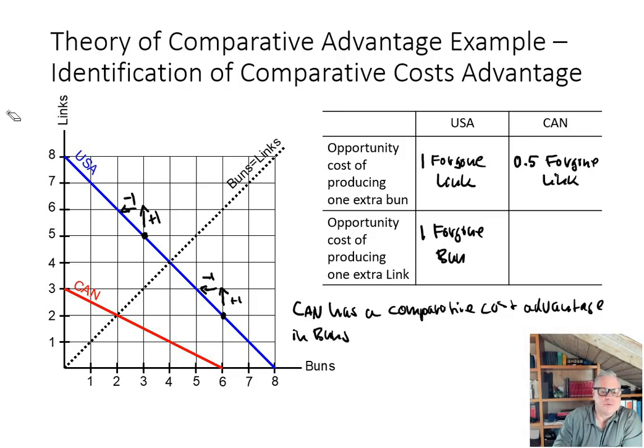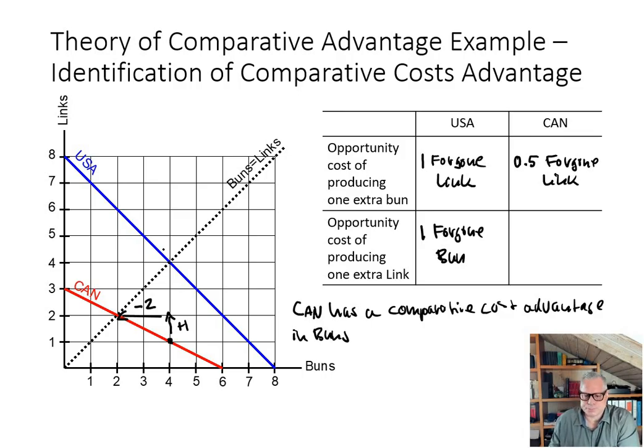Okay, so now let's move to Canada. So if Canada, for example, produces here 4 units of bun and 1 unit of link. If Canada wants to produce 2 units of link, so wants to produce 1 more, so +1 link, then it has to give up 2 buns. And again, that would be the same on every point.